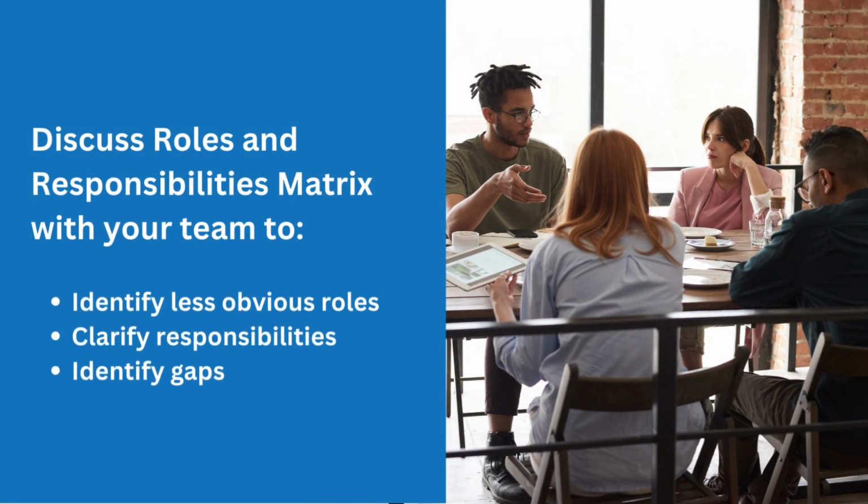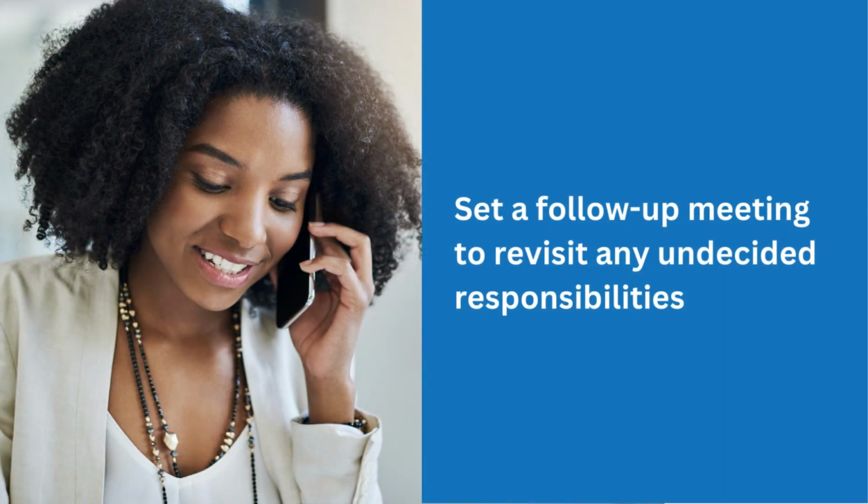Once your draft is ready, gather your team of collaborators to talk it over. Some roles and responsibilities will be obvious to everyone. Others will not. Discussing the matrix as a team will help identify less obvious roles, clarify who should have responsibility for them, and identify gaps where additional help may be needed. There may not be an obvious answer for every role at the end of this first meeting. That's okay. Let your team take time to think about the roles. Set up a follow-up meeting to revisit any undecided responsibilities.